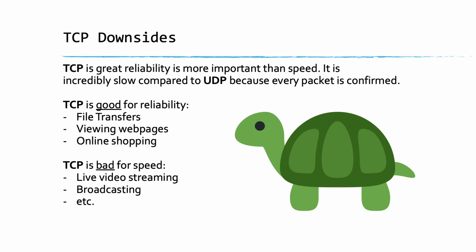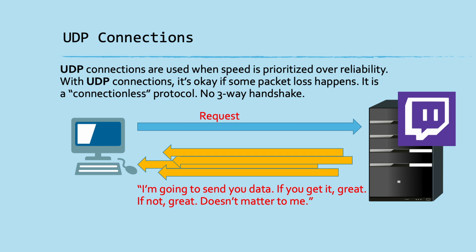So we're going to talk about something called UDP. This is how data is transferred for things like live streaming and broadcasting, things where we don't necessarily need every single bit. UDP connections are used when speed is prioritized over reliability. With UDP connections, it's okay if we lose a few packets here and there. So UDP is a connectionless protocol. There's no three-way handshake.